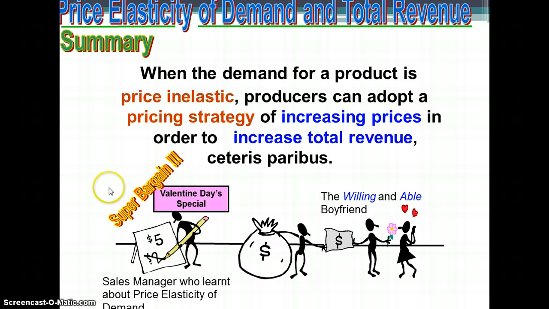Okay, to give you an example, during Valentine's Day, roses and flowers will be a necessity for the boyfriend. So even though the sales manager increased the price, the boyfriend is still willing and able to purchase the product. Why will the manager increase the price? Because the demand for roses during Valentine's Day is more price inelastic. So by increasing the price, the seller is able to gain more total revenue.